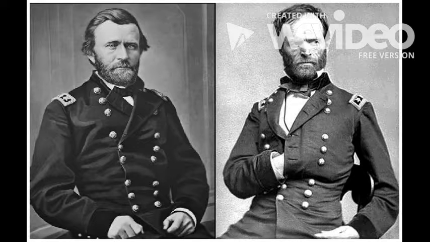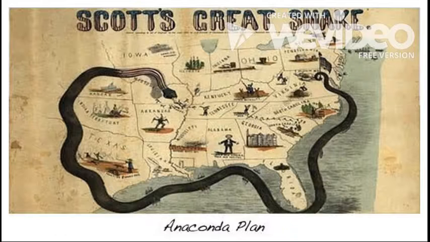The Union developed a strategy called the Anaconda Plan. With their navy, the Union would first blockade southern ports from trading with foreign countries. This plan forced the Confederates to send and trade goods through Mexico. Then, they would gain control of the whole Mississippi River in order to split the Confederacy in two.